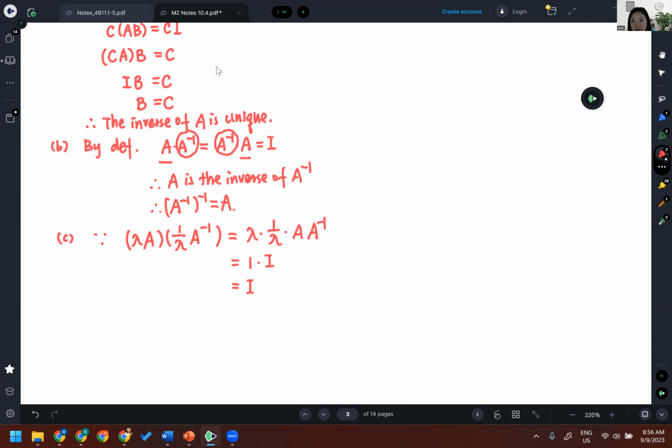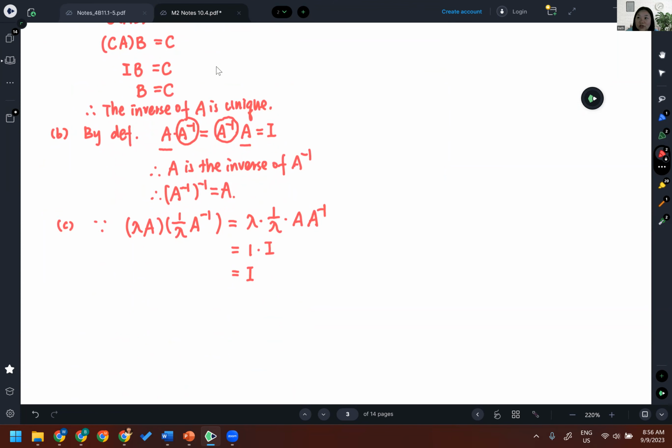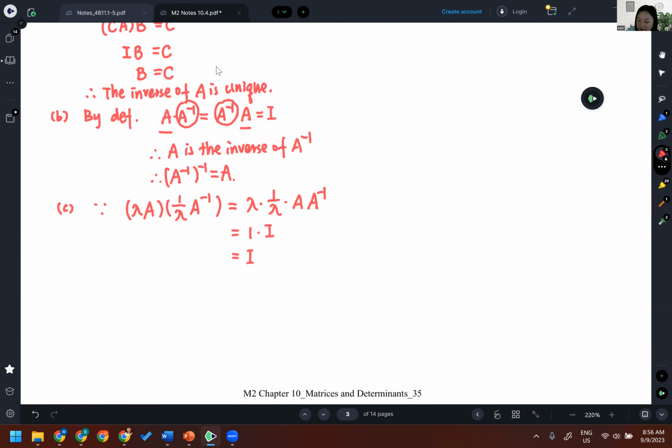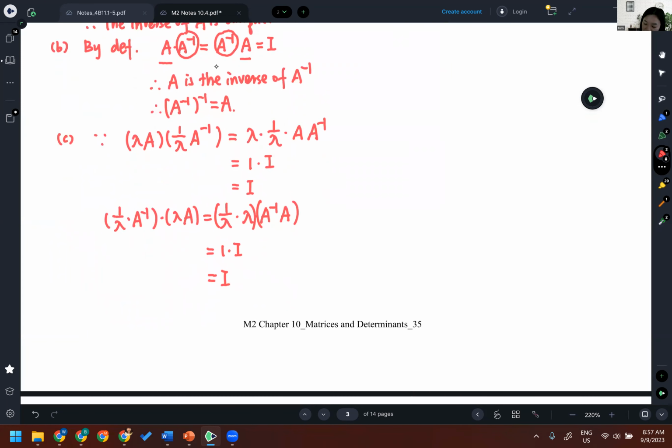Now this is my first variation to see if these two multiply to equal I. I will also check the other side. 1 over lambda A inverse times lambda A equals, this time I swap them to see if they still multiply to equal I. Then 1 over lambda times lambda times A inverse times A, and I can group them again, and that is 1 times I equals I. So after checking, we know that the inverse of lambda A equals 1 over lambda A inverse.